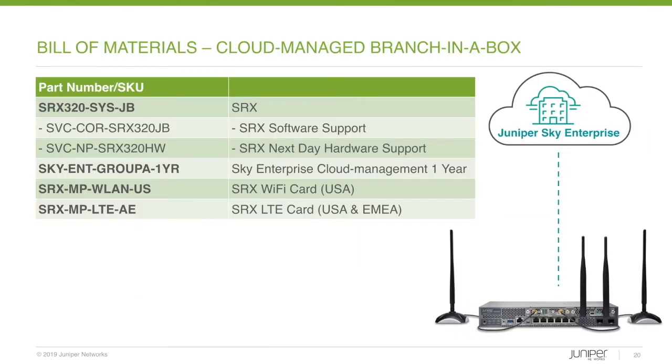And then an example of what that branch-in-a-box bill of materials looks like. We've got the SRX 320 at the top, and then a support license, and some type of next-day hardware support. And then we've got this Sky Enterprise Cloud Management license for 1 year. So that's a Group A device, so there's the license on one. We also offer a 3 and a 5 year license that you can put on that device. And then we've got the Wi-Fi card and the LTE card to complete out that LTE.